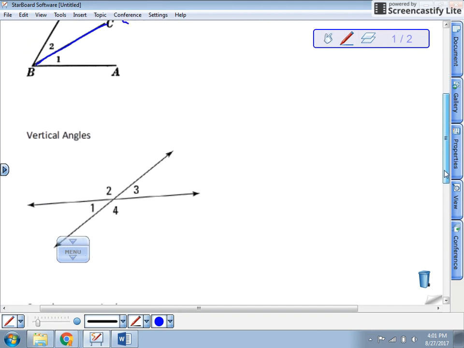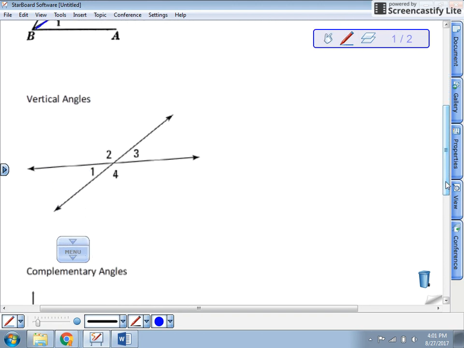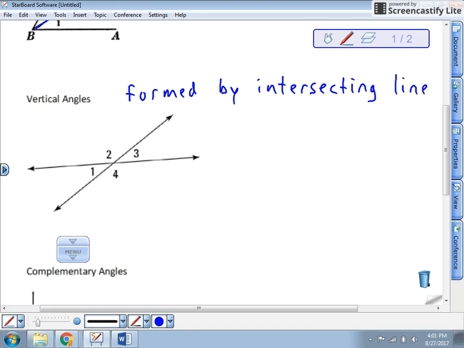The next angle relationships that we're going to talk about are vertical angles. Okay, vertical angles. They are formed by intersecting lines. And this is an example of intersecting lines. And vertical angles, I'm going to call them VAs, vertical angles are always congruent. Remember that symbol for congruent? I'll make that a little neater.